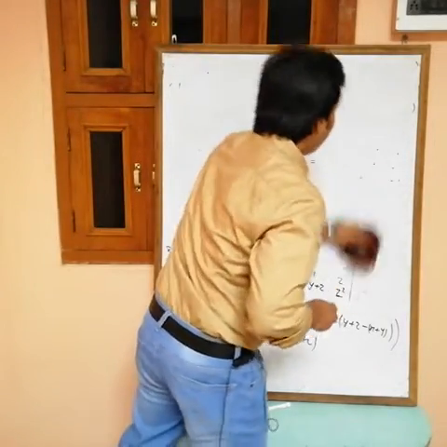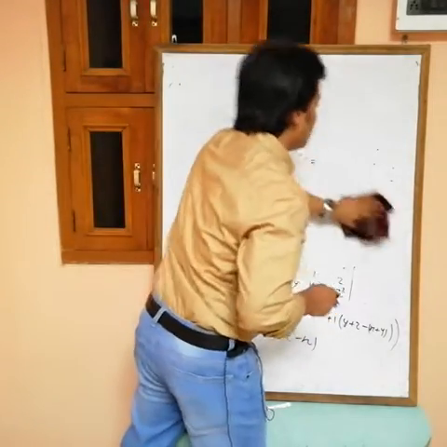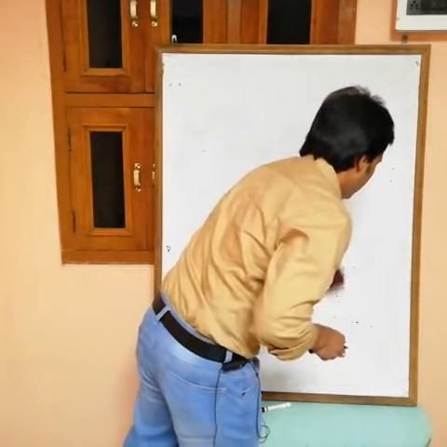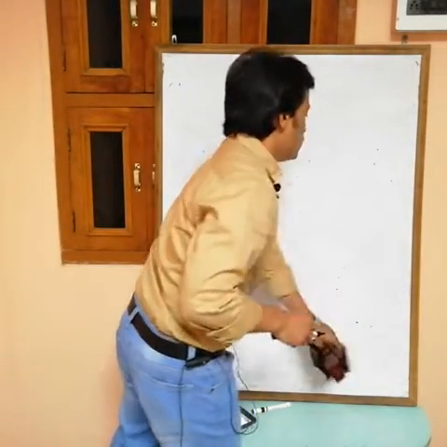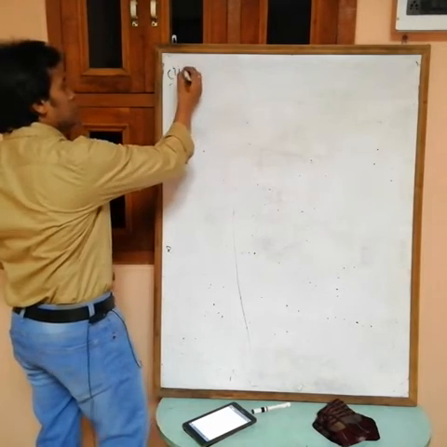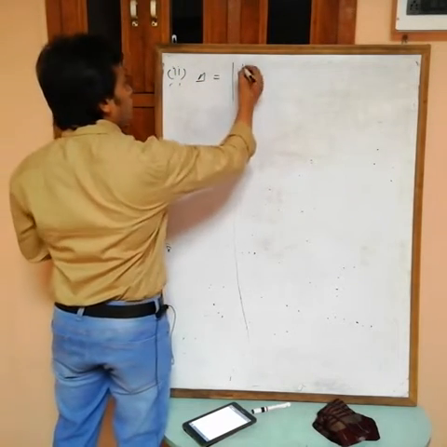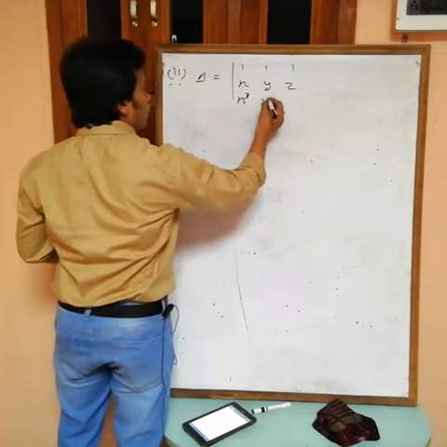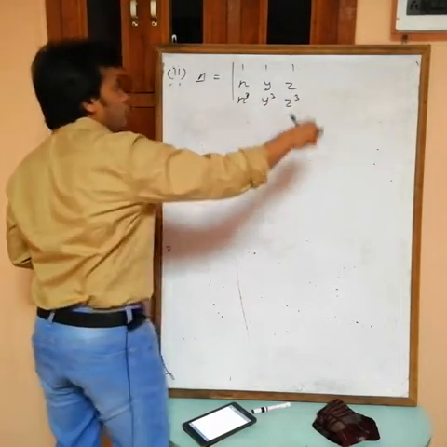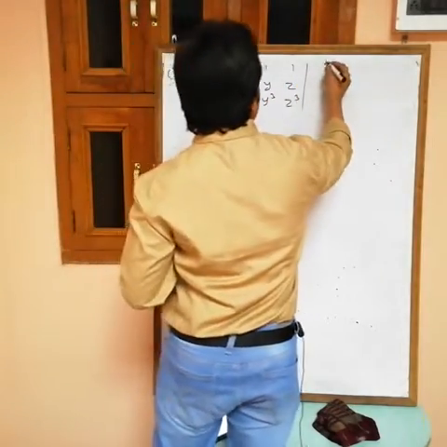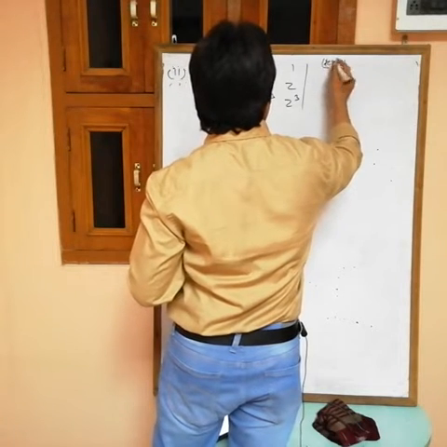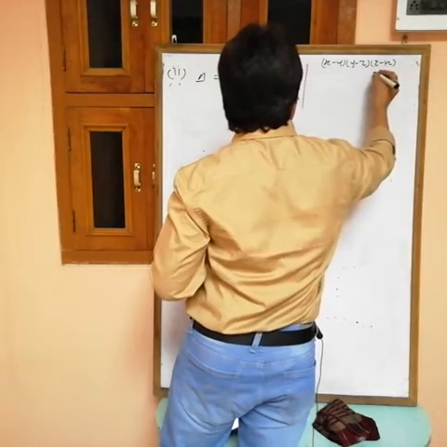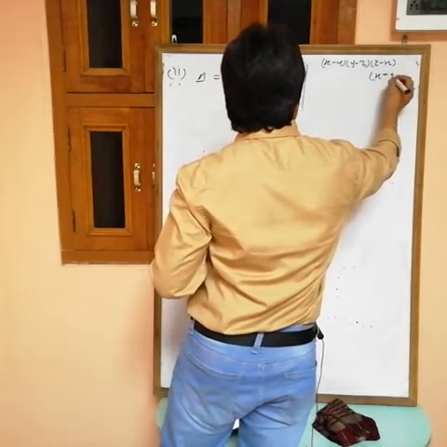In any row we can add or subtract a constant multiple of another row. In any column we can add or subtract a constant multiple of another column. Okay. Now the second one: we have the determinant 1 1 1, x y z, and x cube y cube z cube. You want to prove that this equals (x minus y)(y minus z)(z minus x)(x plus y plus z).